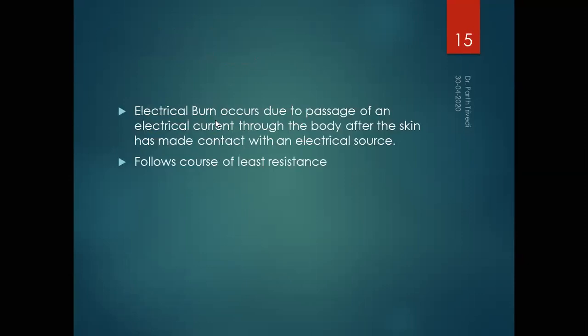Electrical burns occur due to the passage of electrical current through the body after the skin has made contact with the electrical source. When there is a source of electricity, whether it is lightning or AC/DC currents, and contact between the body and the electrical source, then and only then does an electrical burn occur. So there are two basic points to look for in electrical burns: the entry point and the exit point.